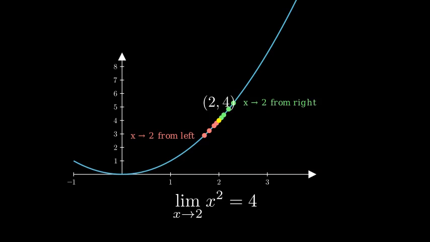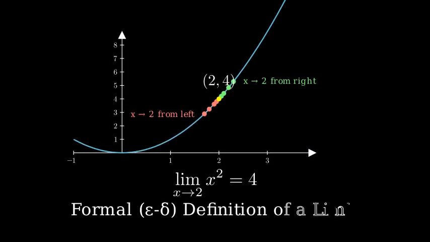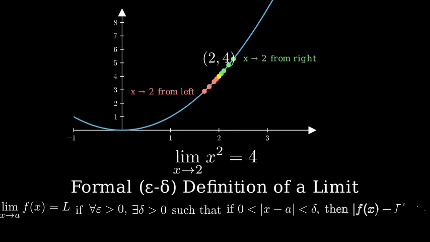Now, let's explore the formal definition of a limit, which is known as the epsilon-delta definition. We say the limit of f of x as x approaches a equals L if for every positive epsilon, no matter how small, there exists a positive delta, such that whenever x is within delta of a, but not equal to a, f of x is within epsilon of L.